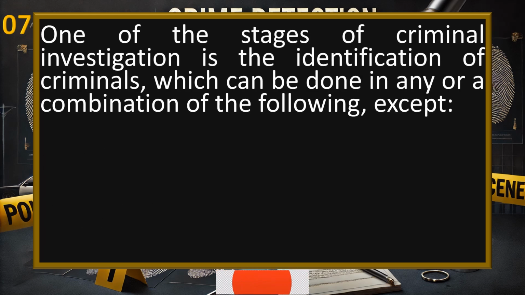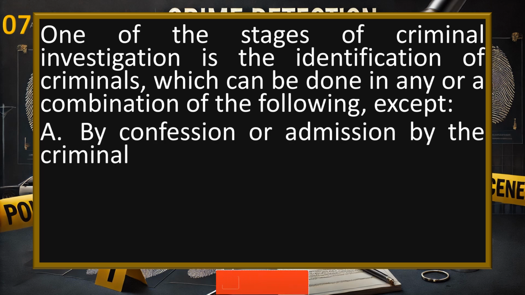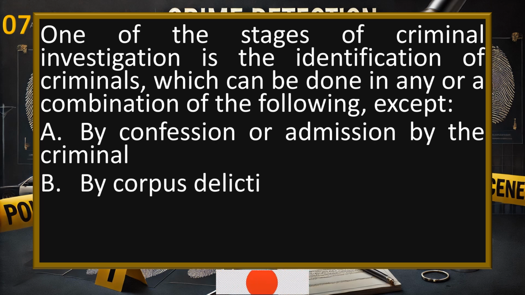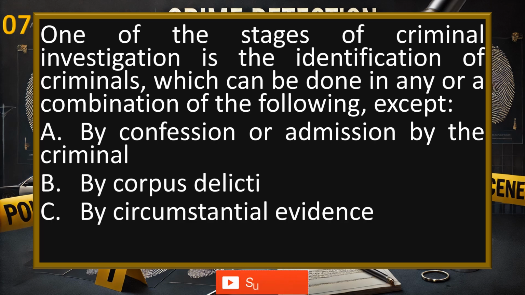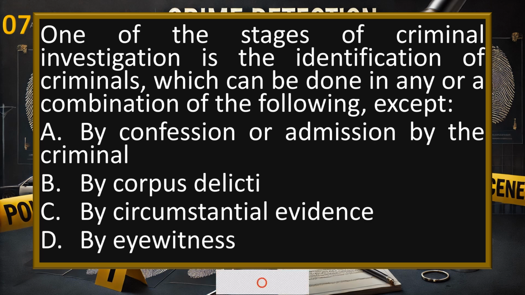One of the stages of criminal investigation is the identification of criminals, which can be done in any or a combination of the following, except: A. By confession or admission by the criminal. B. By corpus delicti. C. By circumstantial evidence. D. By eyewitness.